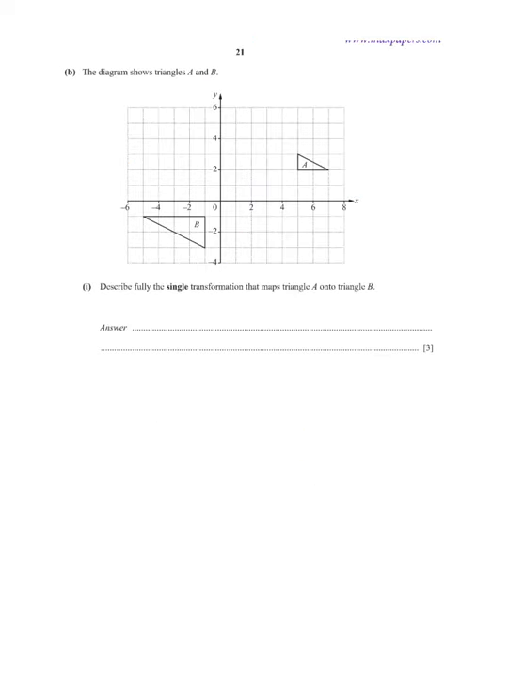That is your answer. In the next part, it says the diagram shows triangles A and B. Describe fully the single transformation which maps triangle A onto B. So firstly, it's an enlargement. So the transformation is enlargement. Now we need to find out the value of k. So the new length we have, you can see it's 4 units, right? And the old length we have, it's 2 units.